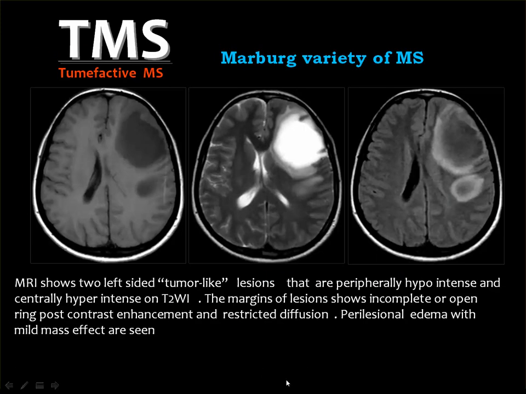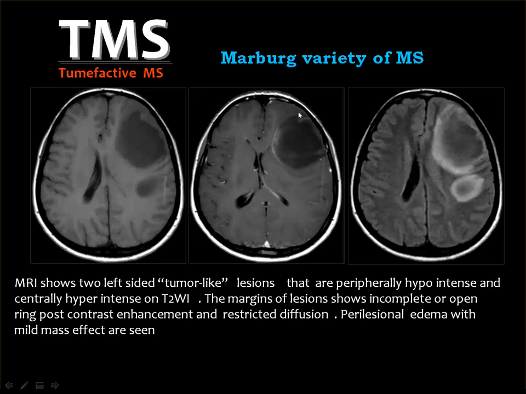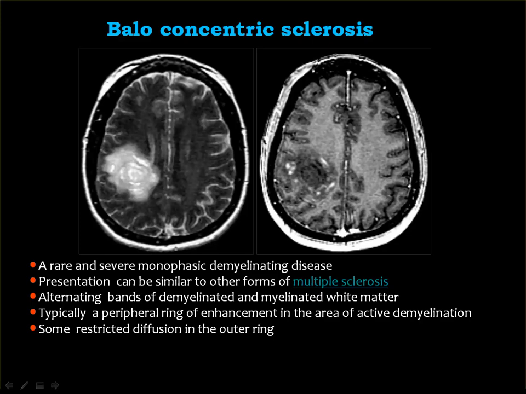But the fact that the lesion will show incomplete ring marginal enhancement helps you to spot the diagnosis of tumefactive MS, which is known also as Marburg variety of MS. The enhancing edge will show diffusion restriction, while the core of the lesion will not show diffusion restriction.